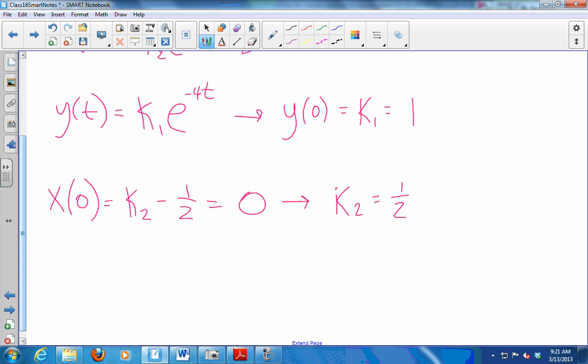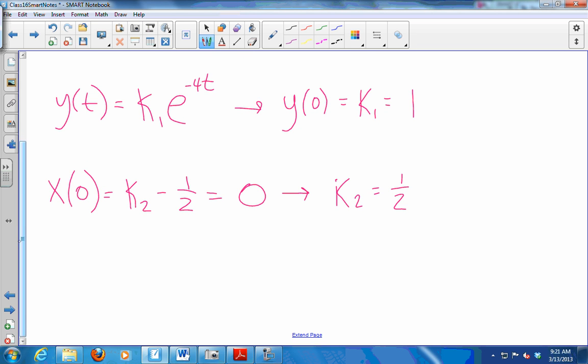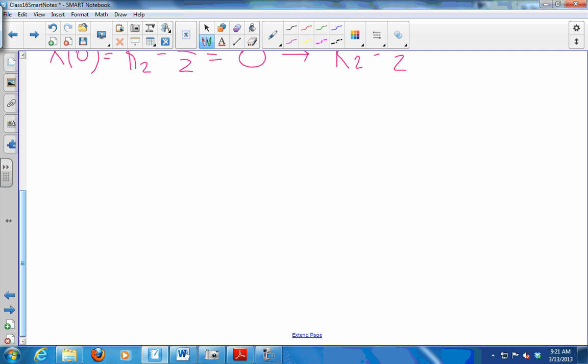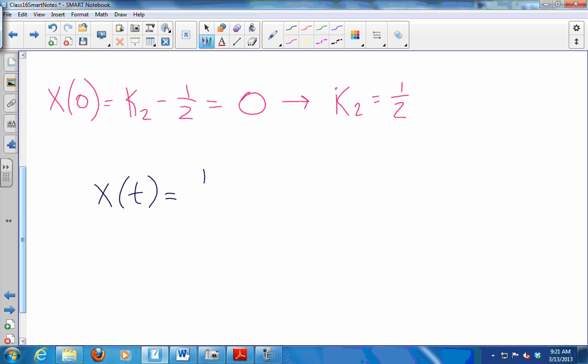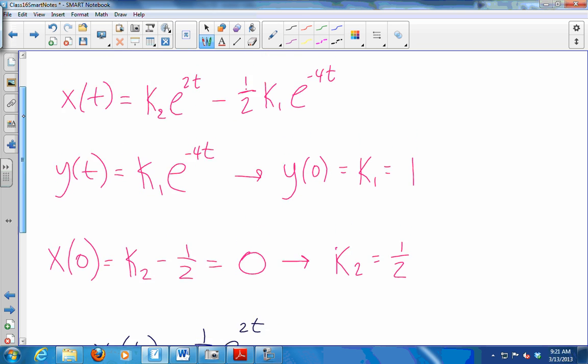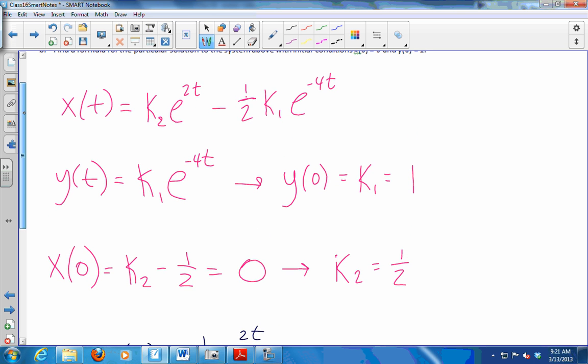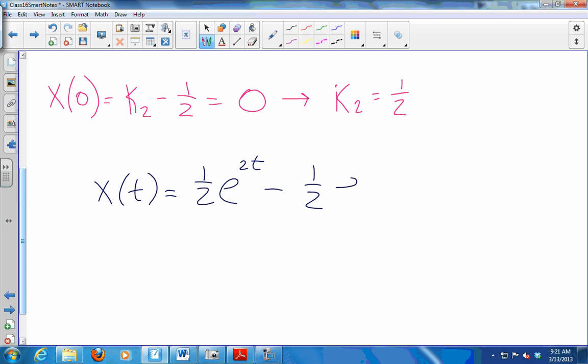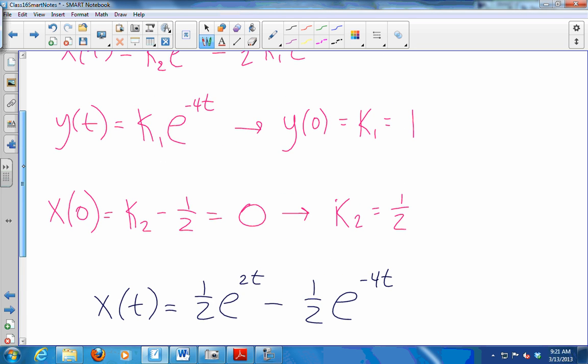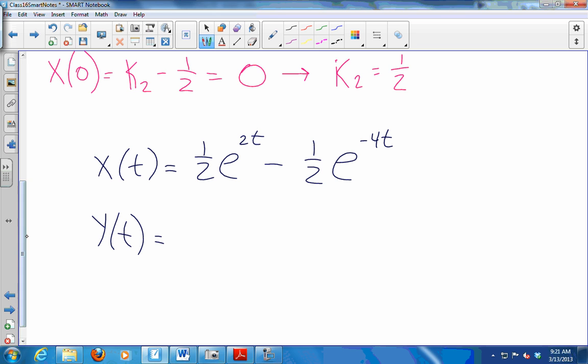So then you can just rewrite your solutions, plugging in the values for your constants. x of t is k2, so 1/2 e to the 2t minus 1/2 e to the negative 4t. And then y of t, k1 is 1, so it's just e to the negative 4t.